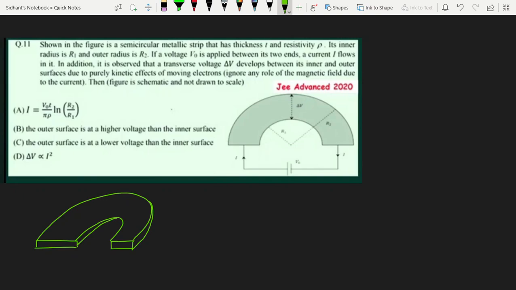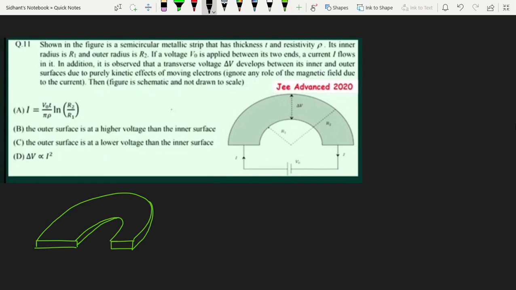Let's take this question from current electricity. The question says, shown in the figure is a semicircular metallic strip that has thickness T and resistivity rho. Its inner radius is R1 and outer radius is R2. So let me just highlight the radiuses.